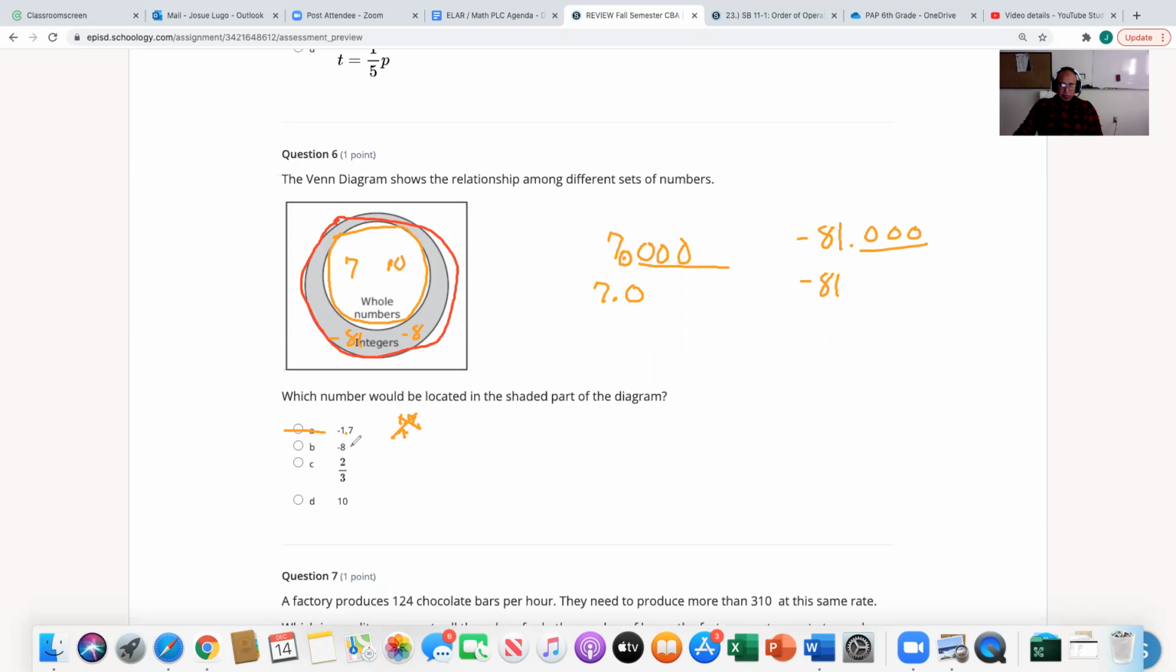B, -8. Check, because that is an integer, definitely an integer. And it's not a whole number because it is not positive. So -8 is definitely an integer. It would go in the shaded portion.